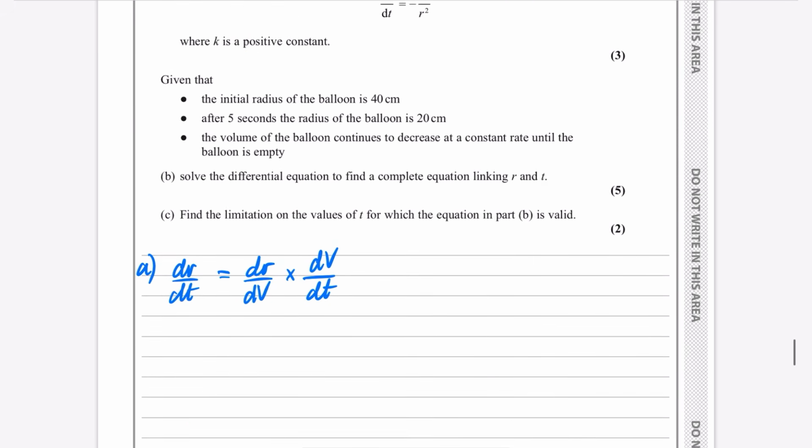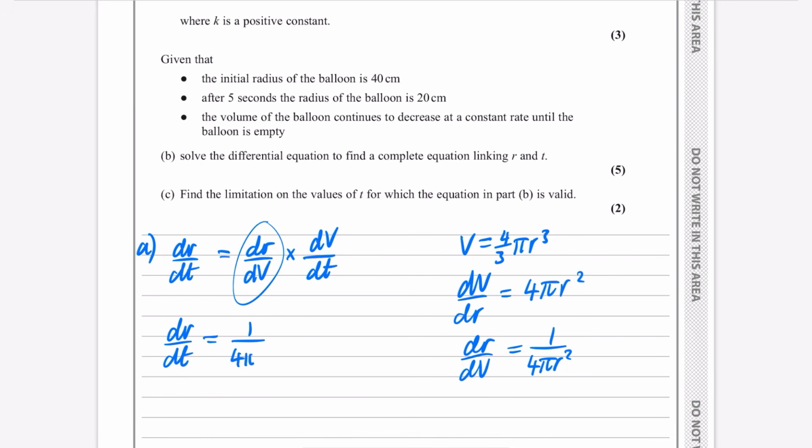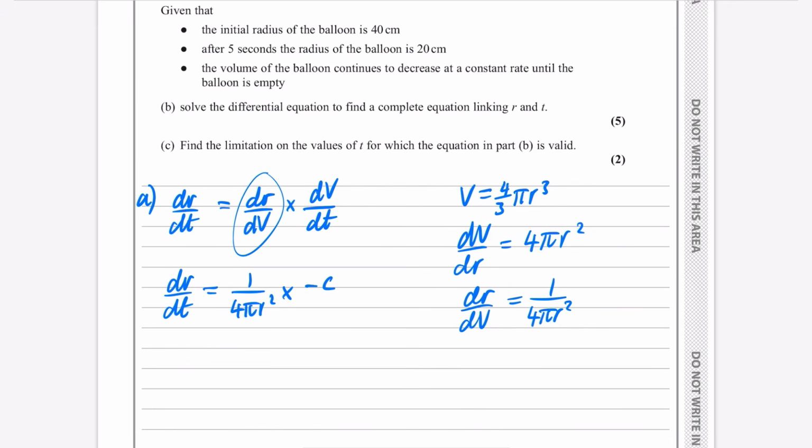So because the volume of a sphere is 4/3 πr³, we can differentiate to find dV/dr. I'm going to do 4/3 times 3, which is 4, so it's 4πr². Now I can find out what dr/dV is. It's the reciprocal of this, 1 over 4πr². So we get 1 over 4πr² multiplied by dV/dt, which we said was leaking at a constant rate, so we multiply by minus c. So dr/dt is minus c over 4πr².